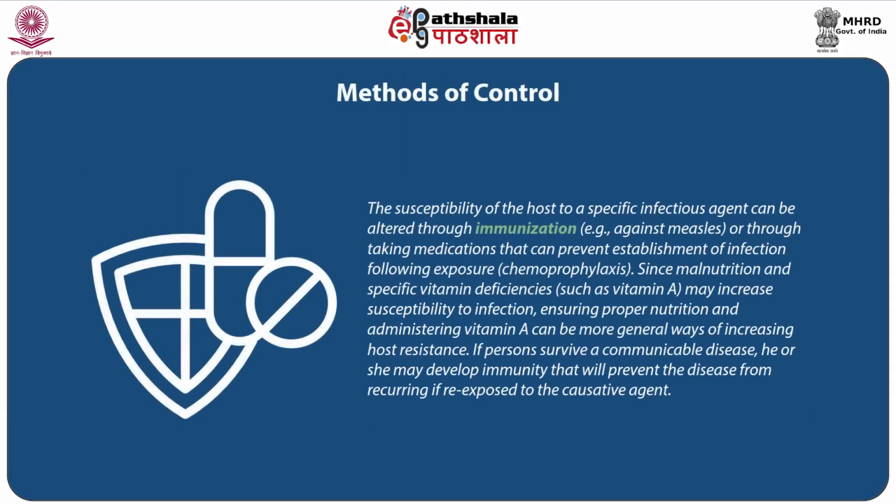The susceptibility of the host to a specific infectious agent can be altered through immunization, for example against measles, or through taking medications that can prevent establishment of infection following exposure, chemoprophylaxis. Since malnutrition and specific vitamin deficiencies such as vitamin A may increase susceptibility to infection, ensuring proper nutrition and administering vitamin A can be more general ways of increasing host resistance. If persons survive a communicable disease, they may develop immunity that will prevent the disease from recurring if re-exposed to the causative agent.